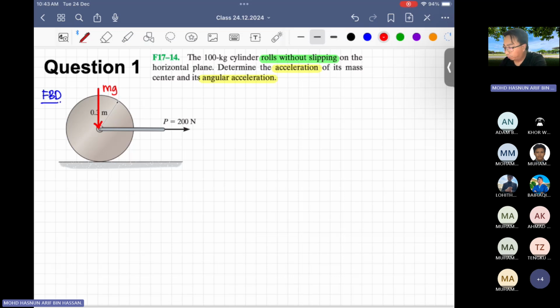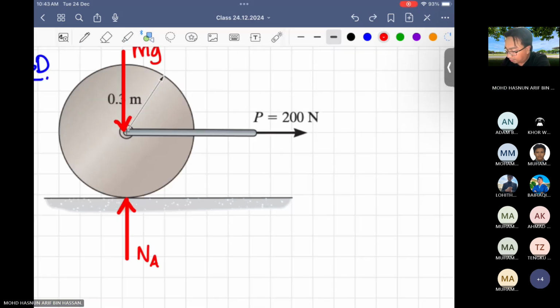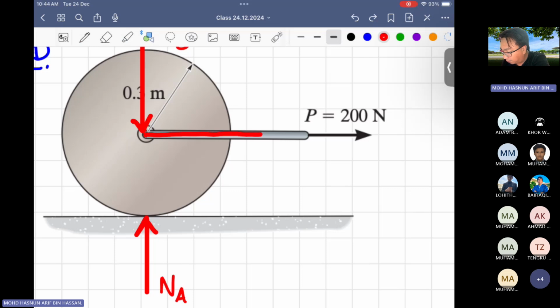All right, and we will have the normal force, because clearly you can see that the cylinder here is touching the ground, so there will be one normal force here. I will write this as NA, normal force. You also have a force P, 200 Newton. Let me zoom in and draw it properly. So you have a force P like that, in this direction. So this is force P.